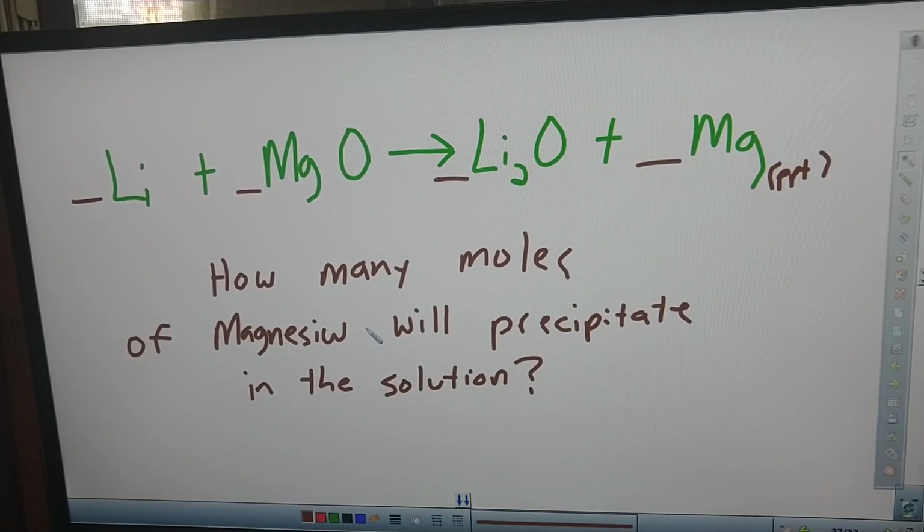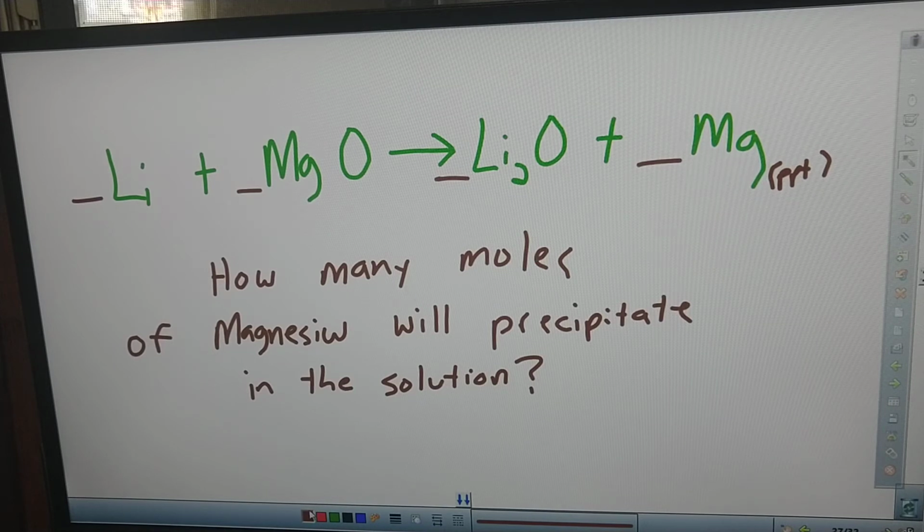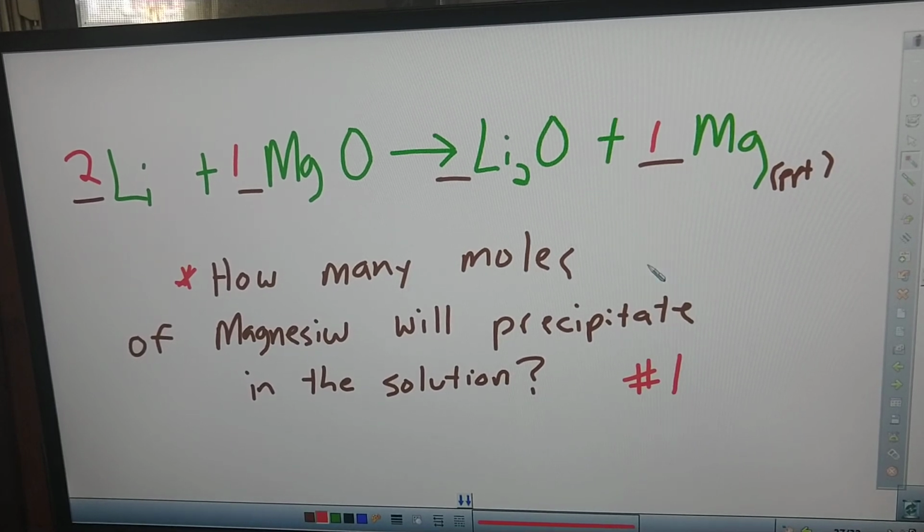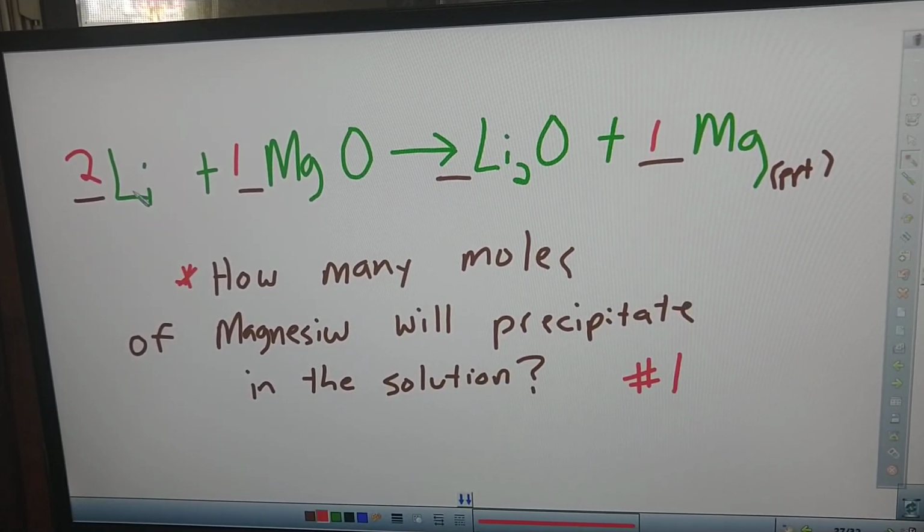Here's another example. We have a single replacement reaction where lithium will replace magnesium, and I'll make lithium oxide, and then magnesium will be the precipitate, okay? Let's look at the question. How many moles of magnesium will precipitate in the solution? First thing I'm going to say, question number 1. Well, balance this bad boy. Okay, the answer to number 1 is 2, 1, 1, 1, all right? 2 moles of lithium and 1 mole of magnesium oxide will produce 1 mole of lithium oxide and 1 mole of magnesium. Okay, so that was our question number 1.